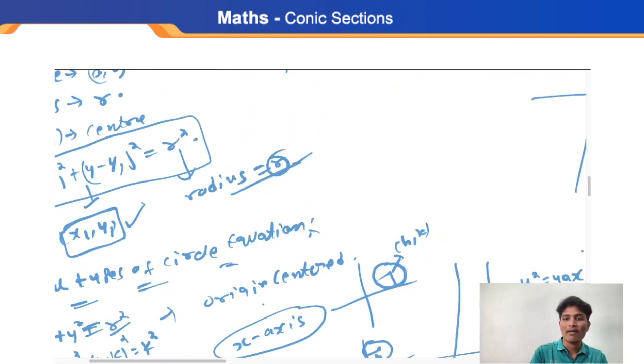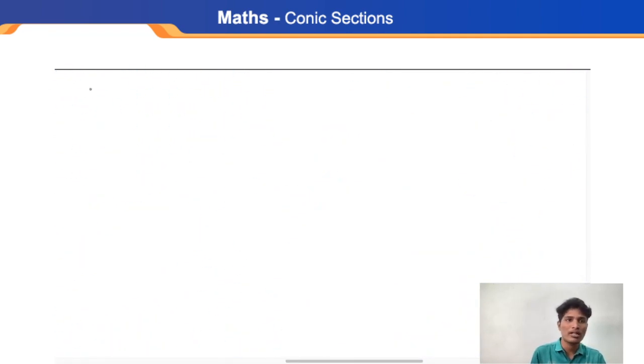Very important. And I will discuss one more important concept so that the entire conic section is completed. In the hyperbola, there is one concept called asymptotes.